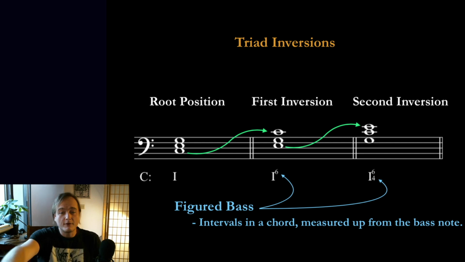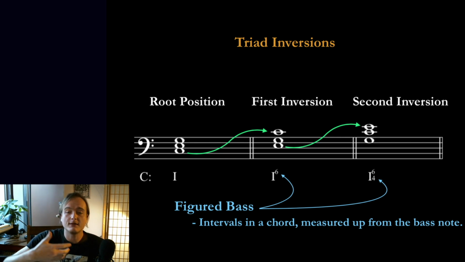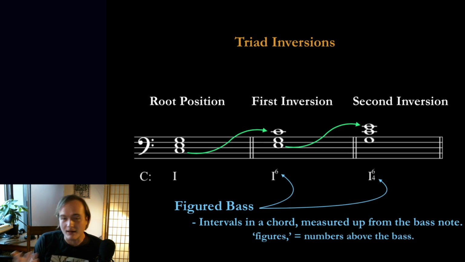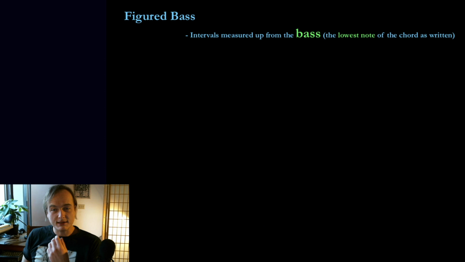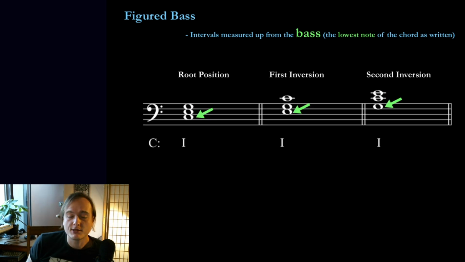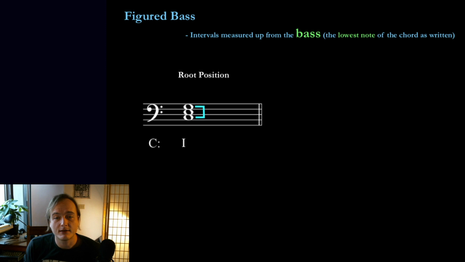As you can see, the figures next to the Roman numeral, in other words the numbers next to the Roman numeral, will be the intervals measured up from the lowest note, the bass. Figures just mean numbers above the bass, figured bass. Once again, the bass is the lowest note, and that's the most important note for determining inversion. So when we look at the bass notes of these chords, as mentioned, we have C, E, and G there.